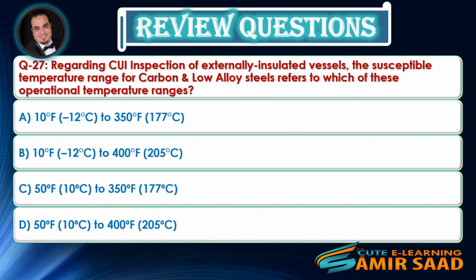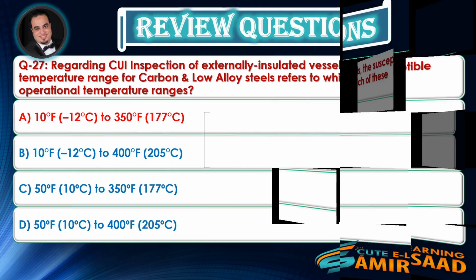Question number 27. Regarding corrosion under insulation inspection of externally insulated vessels, the susceptible temperature range for carbon and low alloy steels refers to which of these operational temperature ranges? Answer is A.